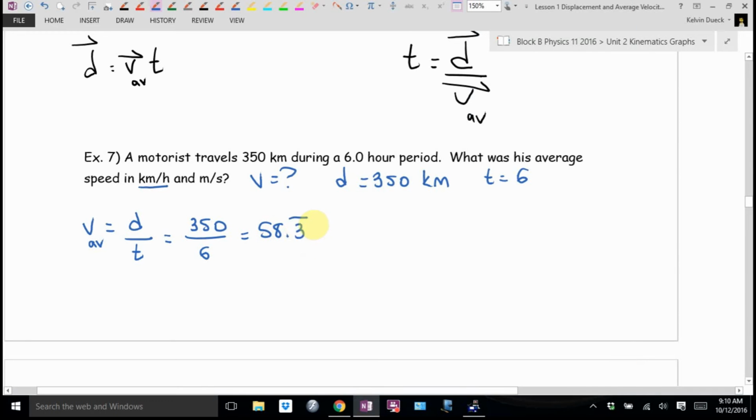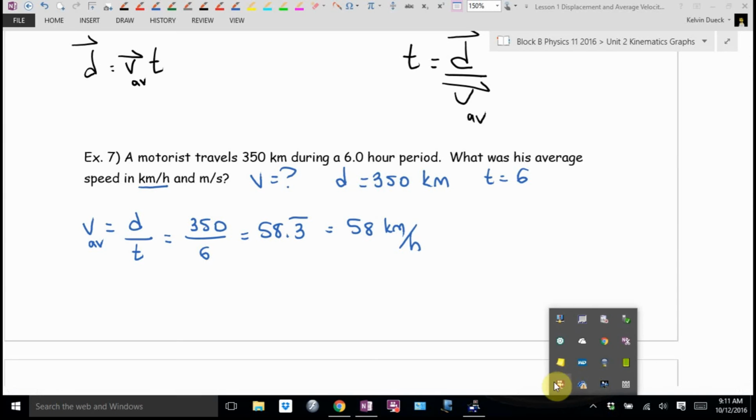So I'll write 58.3 repeating. By the way, technically, how many sig figs is 350? How many sig figs is 6.0? So you know what? Let's also go equals 58 kilometers per hour. I would live with 58.3, but really it is to 2 sig figs. Let me pause the video for 1 second here. Okay.